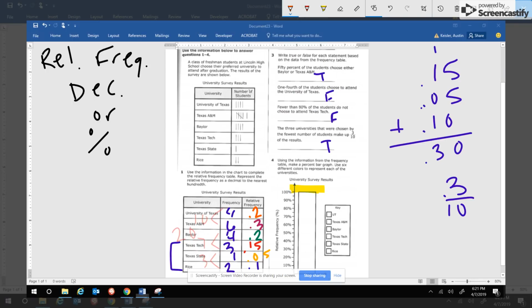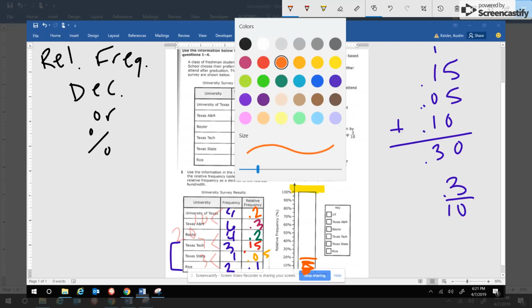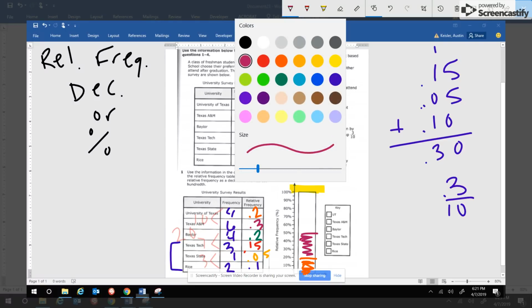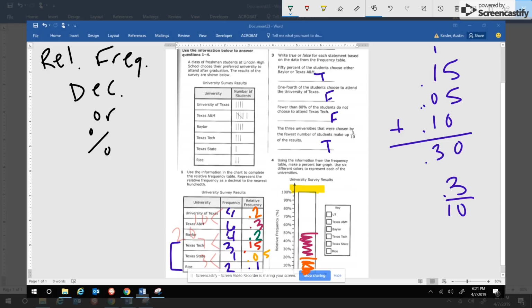I'm going to use the same color as I did in my relative frequency table. We knew the first one was 2/10 or 20%. So I'm just going to start my graph, and I'm going to go up to 20% and shade it. Texas A&M was 3/10 or 30%. So from where I ended, I'm going to go up 30%. I'm going to shade it in. Baylor was 2/10. So from where I just ended, I'm going to go up 20%.